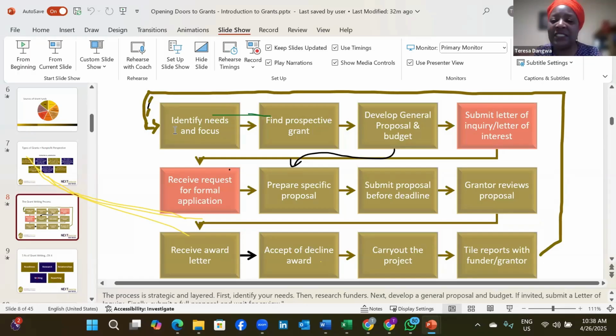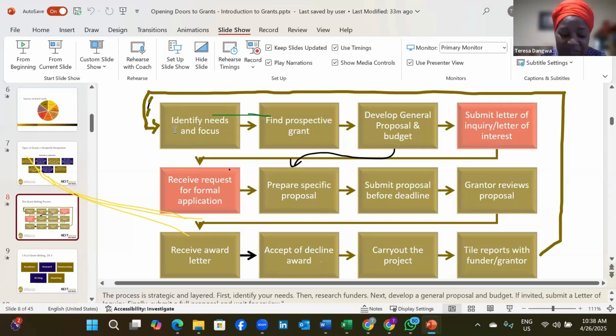And then in some instances, you develop a general proposal and budget. And in some instances, you are given a step-by-step of what you need to do. Sometimes they will ask you to submit a letter before you give them a proposal, a letter of inquiry or a letter of interest. If they have asked for a letter of interest, that's all you should give them.